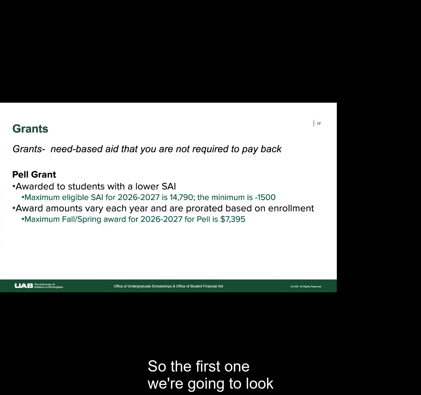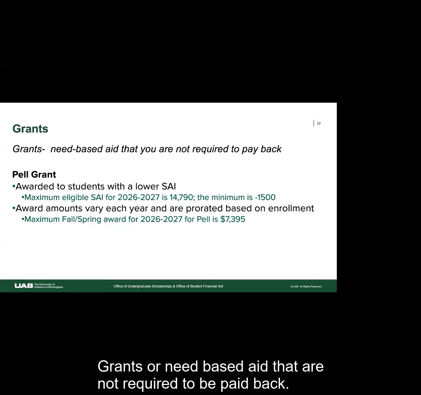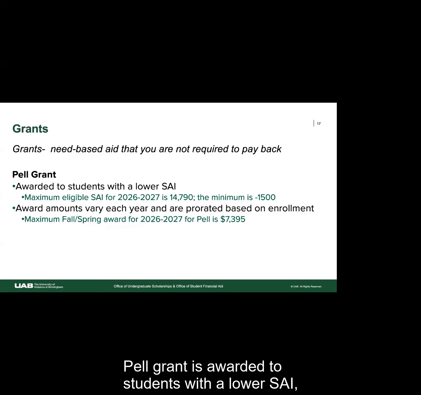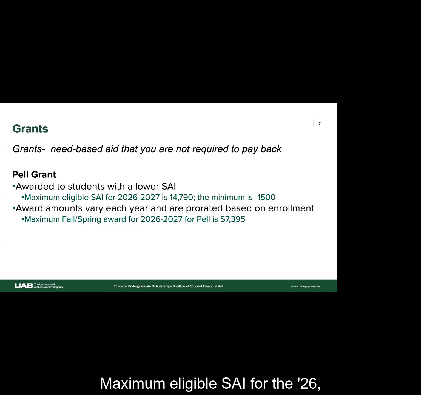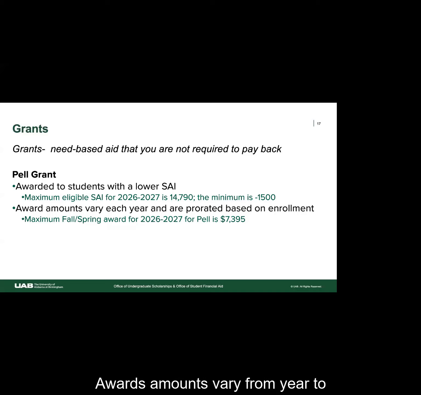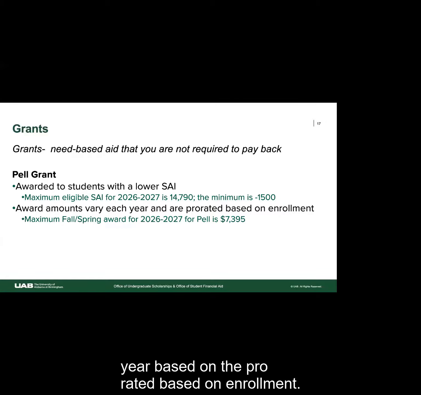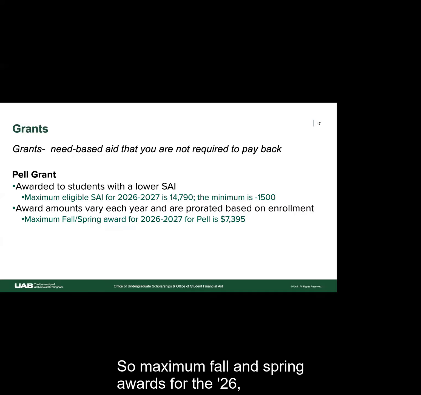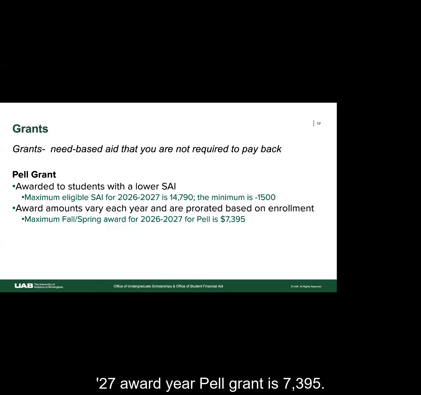All right, so the first one we're going to look into is your grants. Grants are need-based aid that are not required to be paid back. Pell Grant is awarded to students with a lower SAI, and I'll go into what SAI means later. Maximum eligible SAI for the 26-27 FAFSA is 14,790, but there's a minimum of negative 1,500. Award amounts vary from year to year and are prorated based on enrollment. So the maximum fall and spring awards for the 26-27 award year in Pell Grant is 7,395.